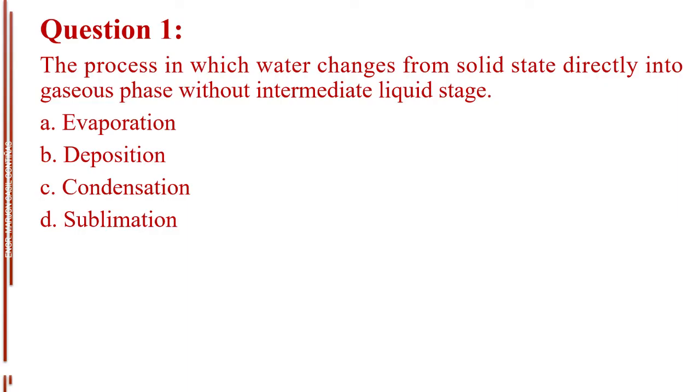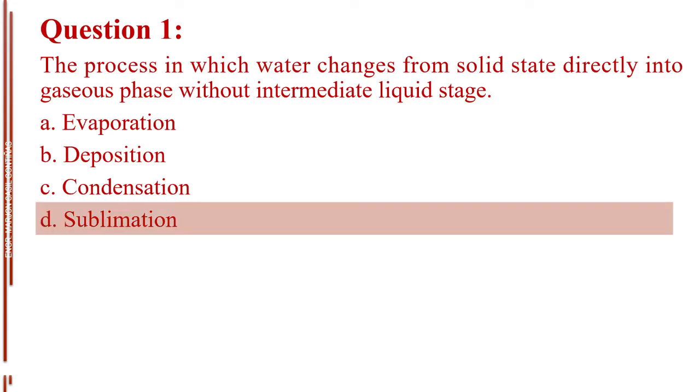Question number 1. The process in which water changes from solid state directly into gaseous phase without intermediate liquid stage. Letter A, evaporation. Letter B, deposition. Letter C, condensation. Letter D, sublimation. The answer is letter D, sublimation.